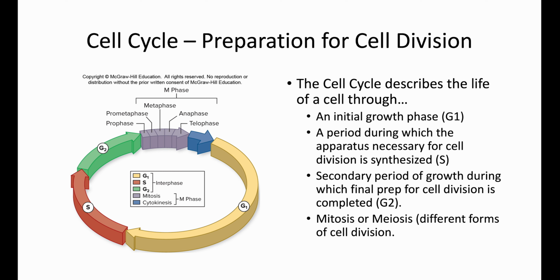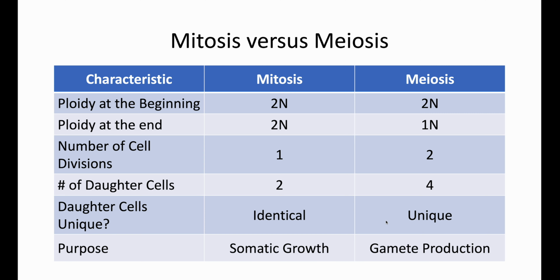And then either mitosis or meiosis occurs at cell division, depending on whether you're doing somatic growth, producing new cells to make the organism bigger, or whether in meiosis you're creating gametes. And so we can contrast mitosis and meiosis in a table.